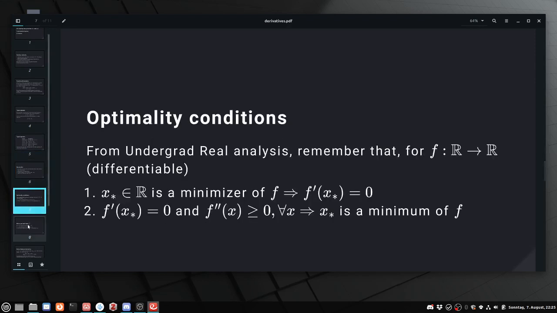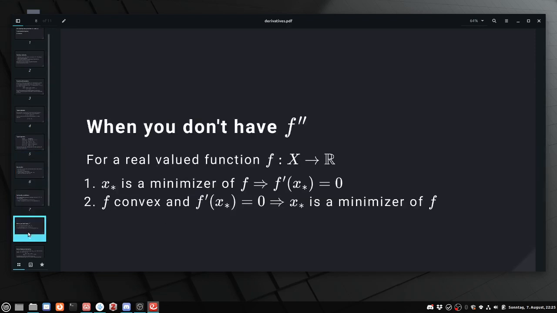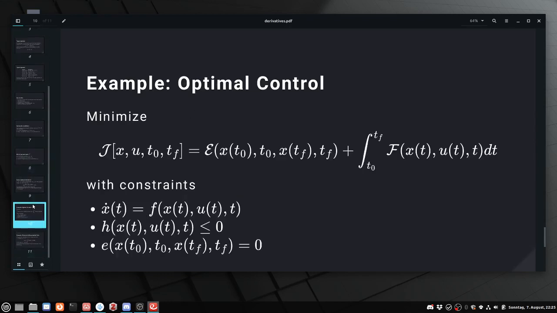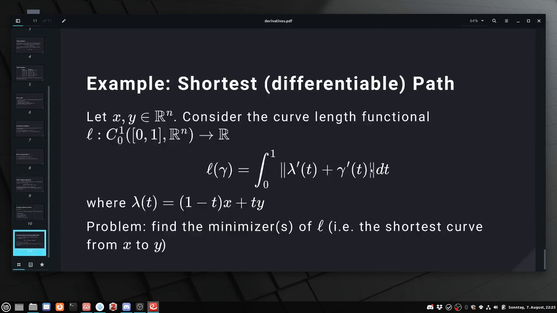Okay, yeah, the convexity part I heard of. So convexity, you just missed the extra part about the two derivative, an example about optimal control, and then another example about what's the shortest curve between 2 points.